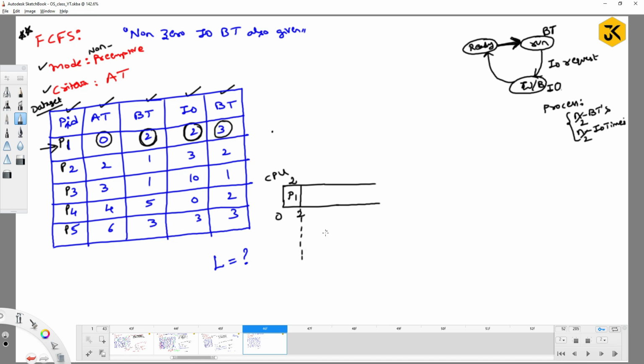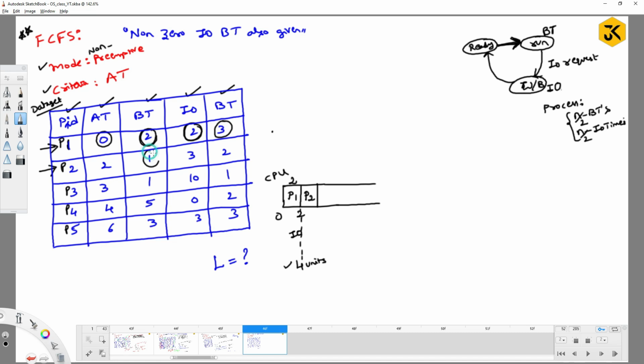Once 2 units are done in IO mode, it will be available after 4 units. That is what you have to understand. After 4 units only P1 is available. You have to make sure you understood that. Meanwhile it is doing the IO process. As 2 units completed, is there any process available? Yes, P2 is available. So P2 will get the chance.